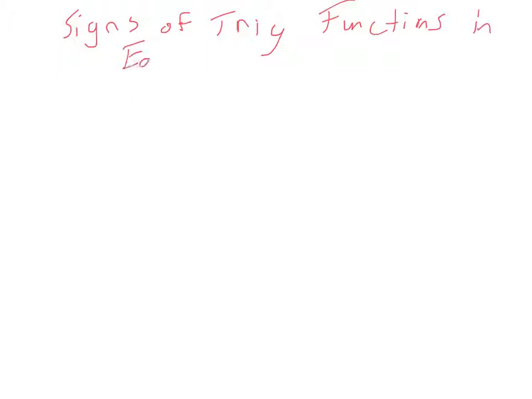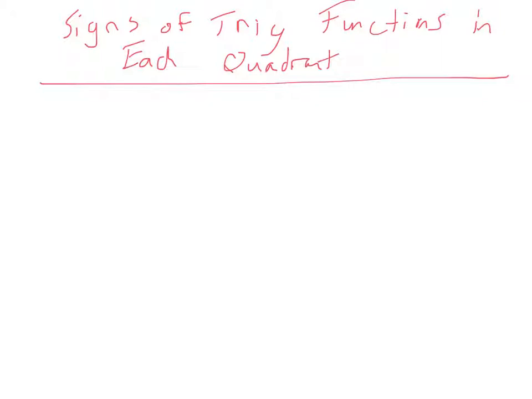Okay, let's look at another idea here, which is, in terms of properties of trig functions, the signs of the trig functions in each quadrant. For sine theta and its reciprocal, cosecant theta, they're going to have the same signs in the same quadrants because they're both based off the y-coordinate, right?